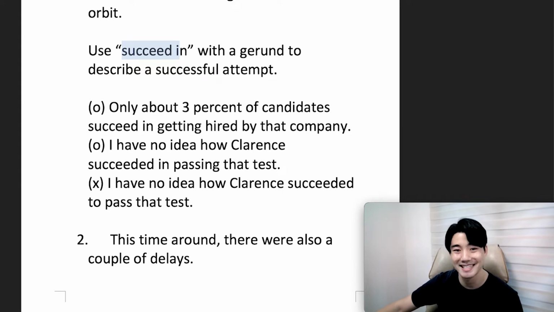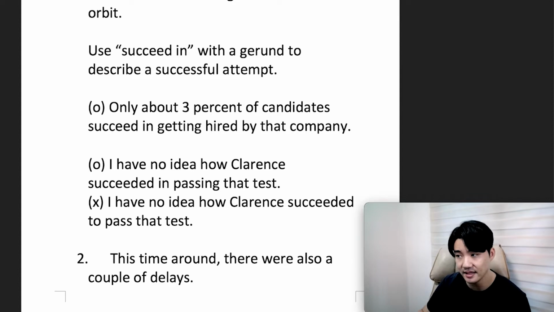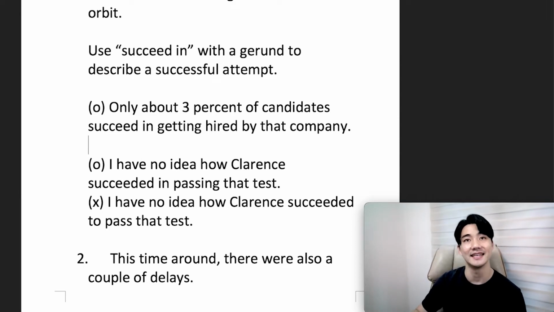So when something is successful, if we look at our first example, only 3% of candidates succeeded in getting hired by that company. 97% of the people were unsuccessful. Only 3% succeeded in getting to the next stage or succeeded in getting the job.